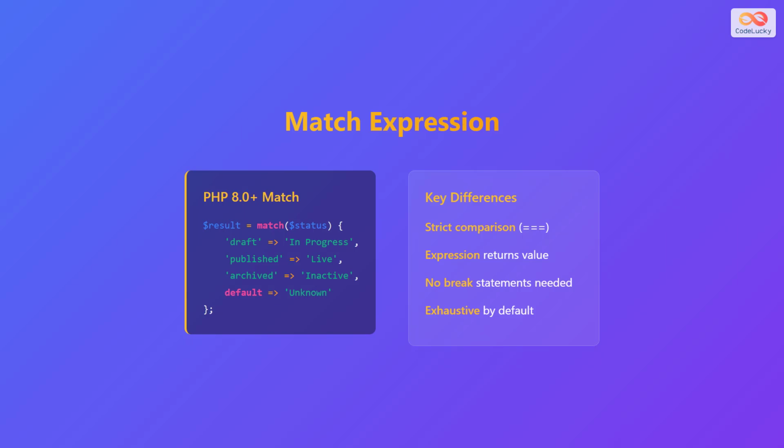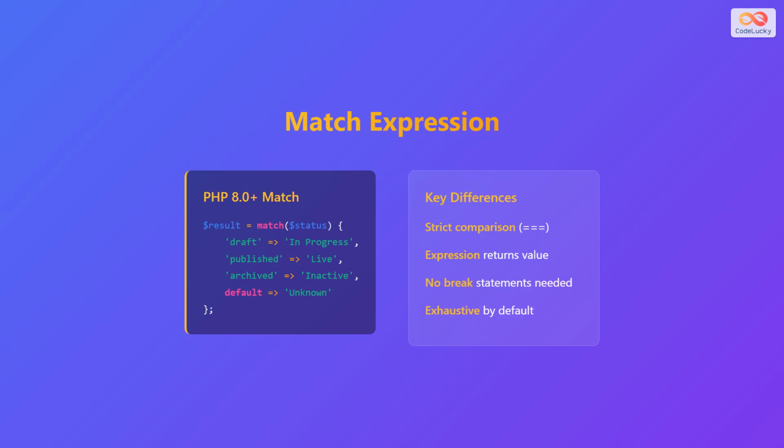The match expression introduced in PHP 8.0 provides a more concise and powerful alternative to the switch statement. Here's an example of using match. We assign a result based on the value of a status variable. If the status is draft, the result is "In Progress". If it's published, the result is "Live". If it's archived, the result is "Inactive". And if none of these match, the default value is "Unknown".